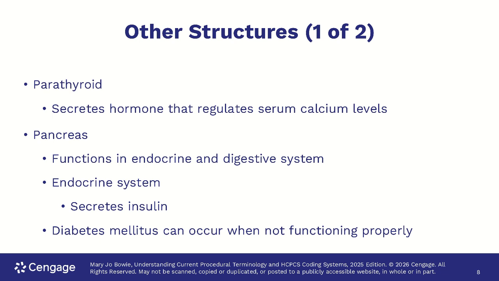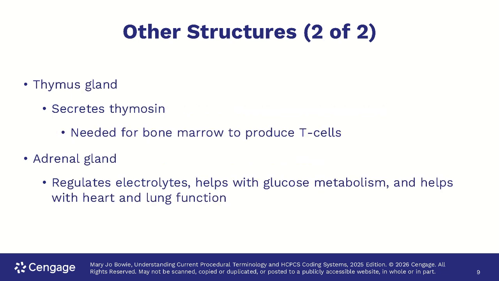Okay. Then you also have the pancreas. The pancreas, you probably remember, because we talked about this in the digestive system, but the pancreas functions in the digestive system as well as the endocrine system. In the endocrine system, it is secreting insulin, which is a hormone that regulates blood sugar levels. And when the pancreas is not functioning properly, or in some cases, not even at all, the patient is diagnosed with diabetes. And you know diabetes from your diagnosis coding course.